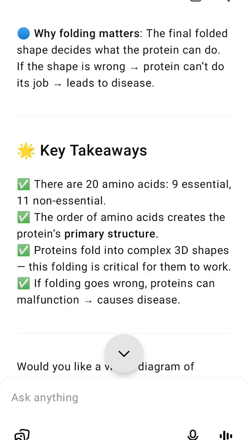Why is this important for you? Understanding proteins helps explain how your body grows, heals, and functions. It shows why a balanced diet with enough protein is vital for health. It explains diseases that happen when proteins are missing, misfolded, or not working.